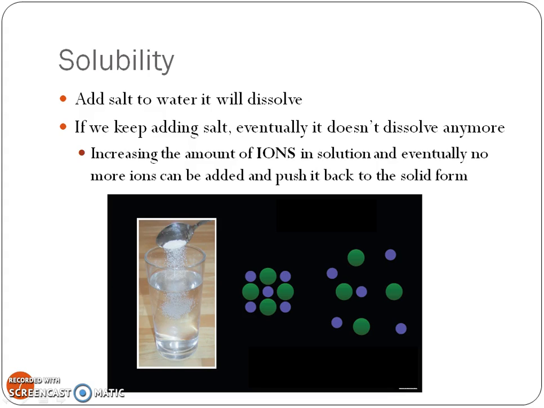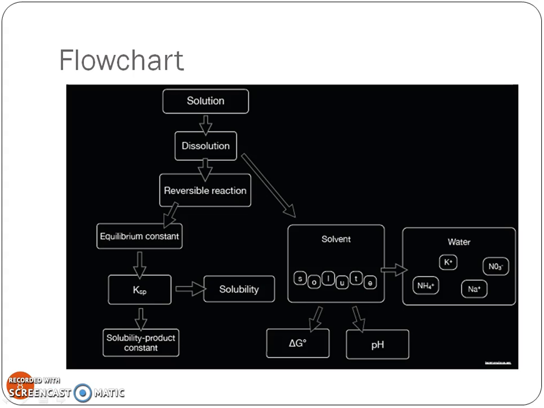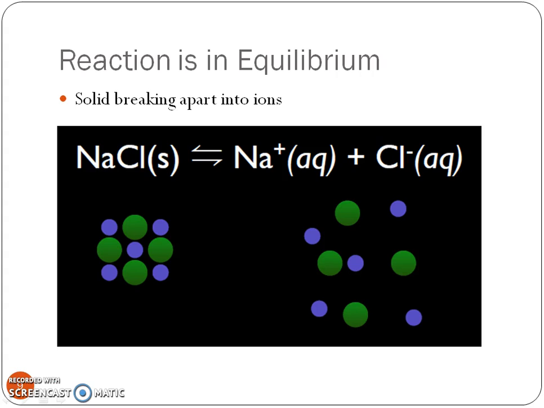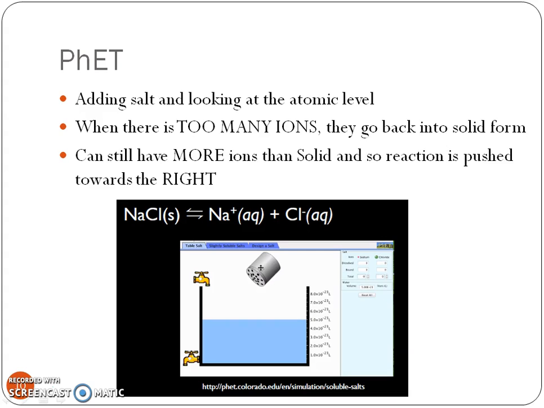Again, here's my notes. He talked about solubility being the ability to dissolve. So we're going to dissolve, dissolve, dissolve, dissolve, but at some point there are going to be too many of those ions, forcing those ions to make the solid again, forcing that equilibrium to go back to the reactant side. So a nice flow chart as always. He, again, tells you that the reaction is an equilibrium, that's solid breaking up into ions. He did a PhET simulation.